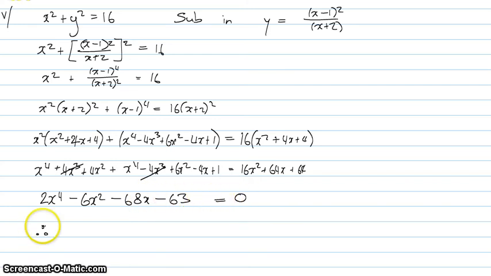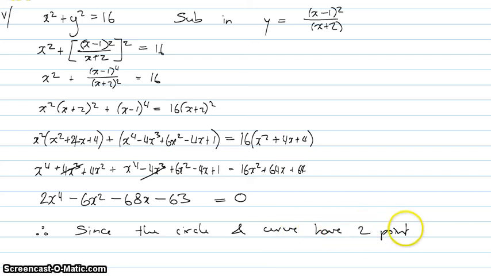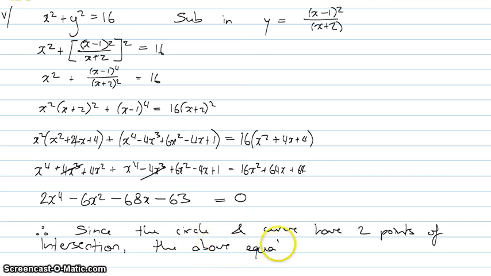Therefore, since the circle and curve have 2 points of intersection, the above equation has two real roots. And that's it for question 5.